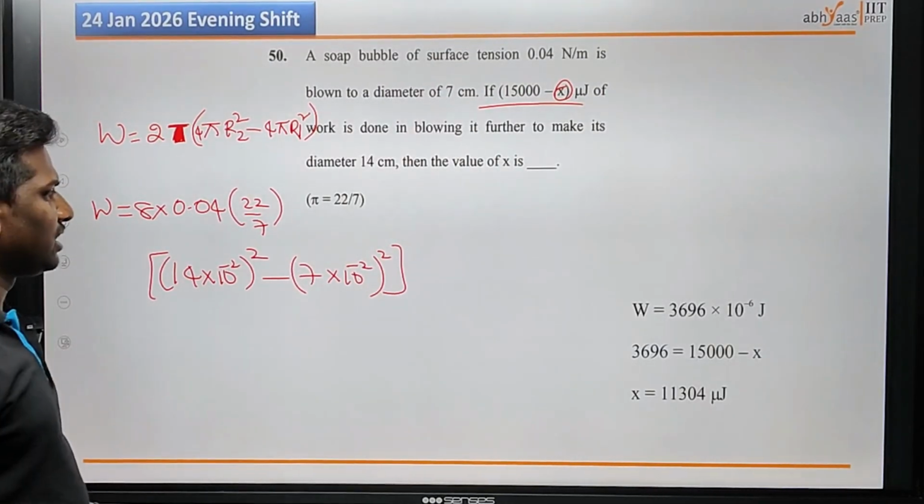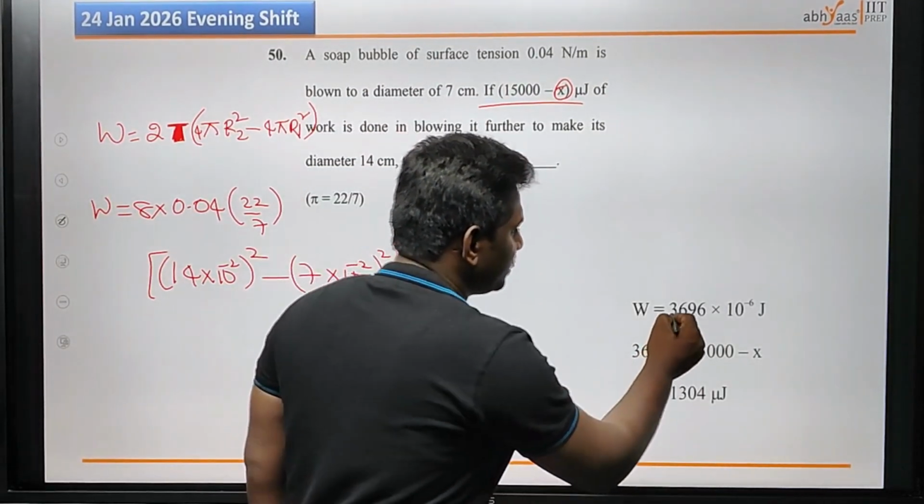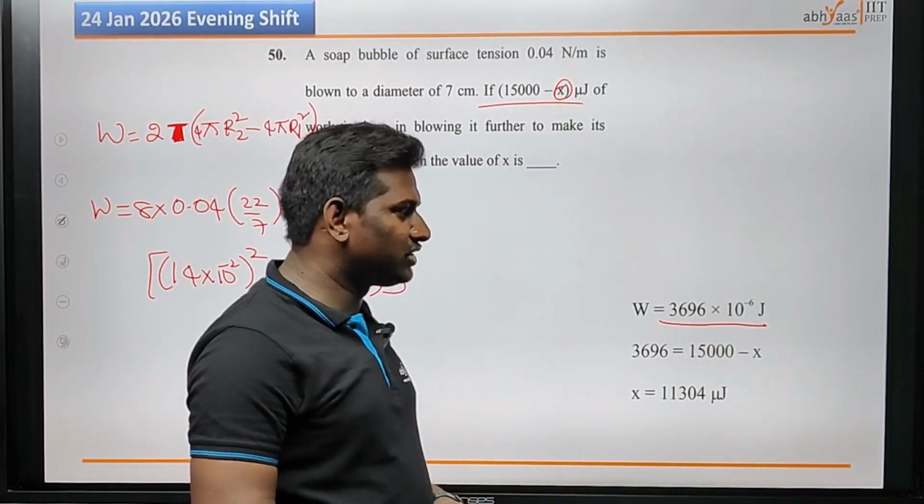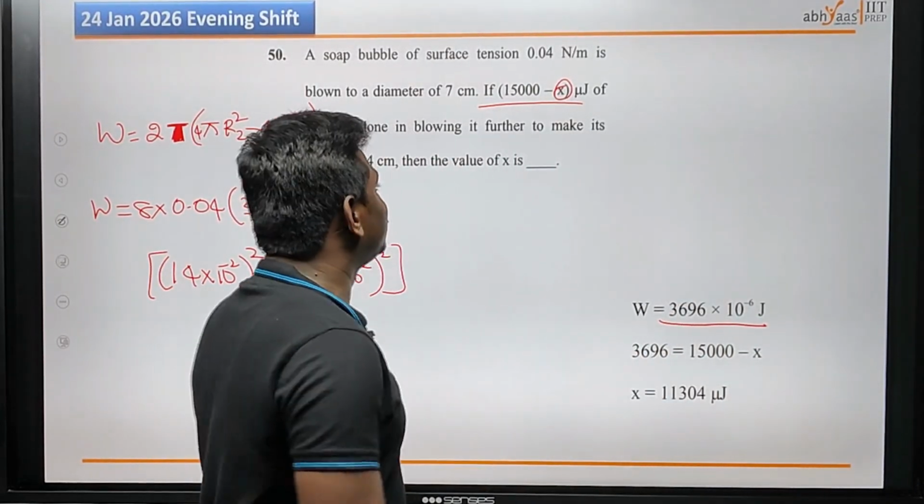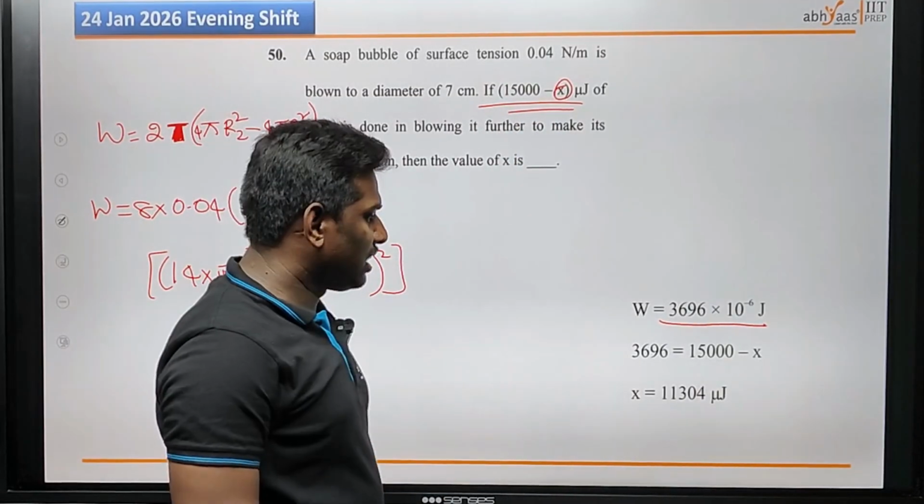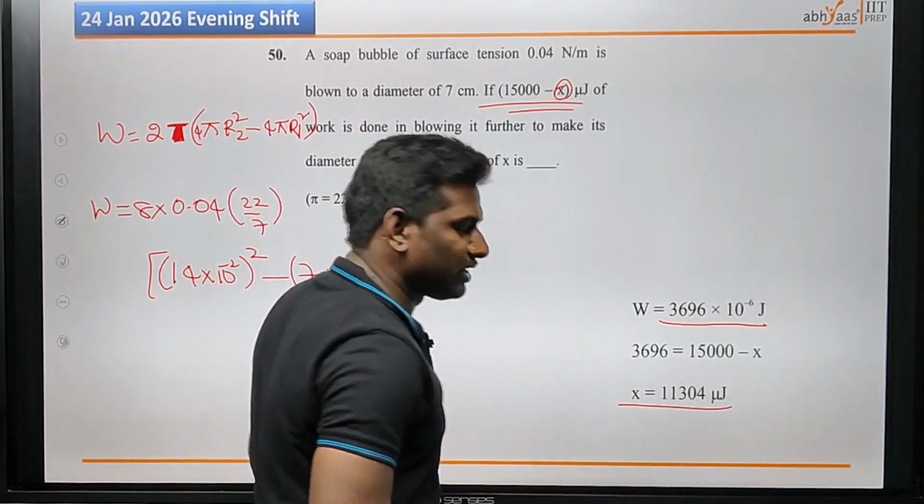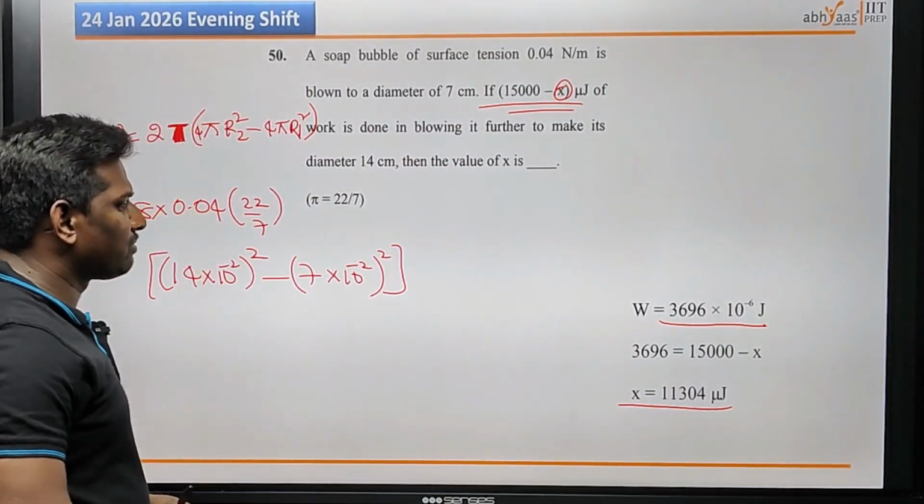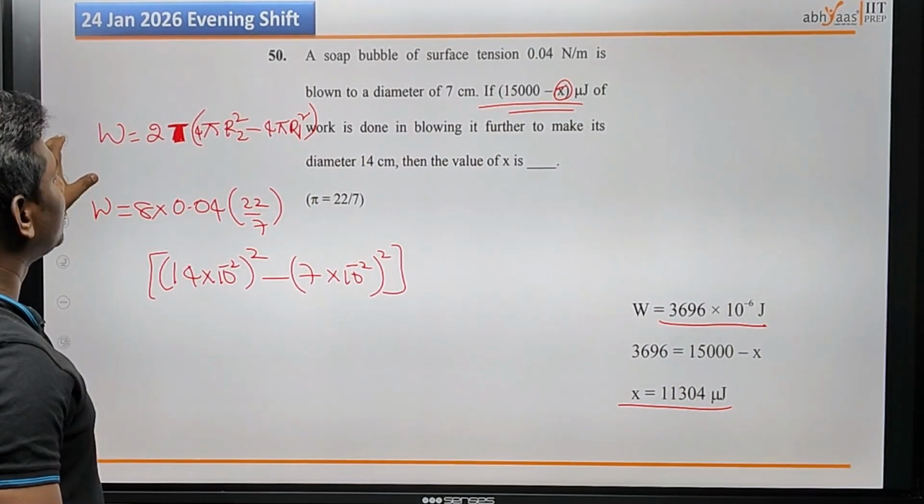If you solve this work done, you will get the value as 3696 into 10 to the power minus 6 joules. If you equate with this equation, you will get the x value as 11304 microjoules. That is your answer.